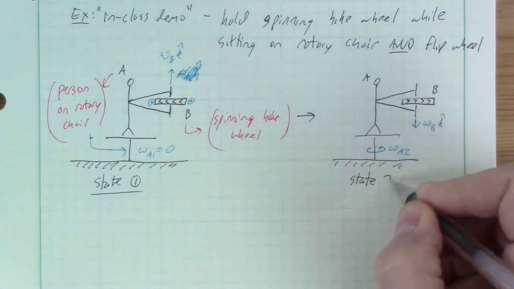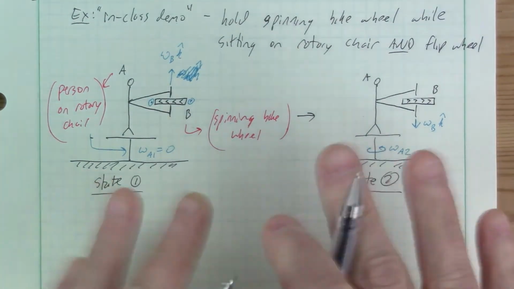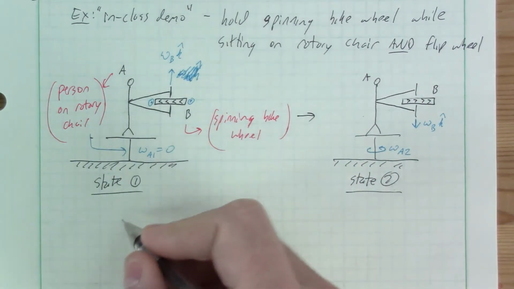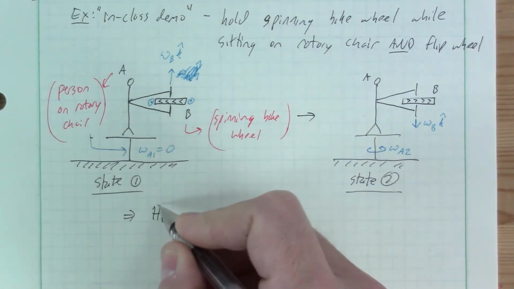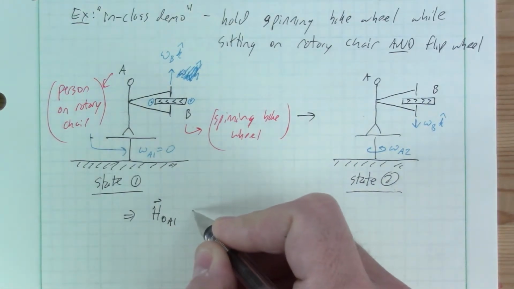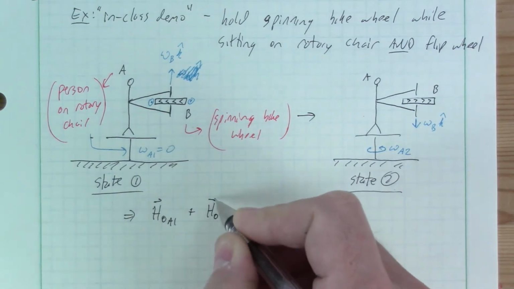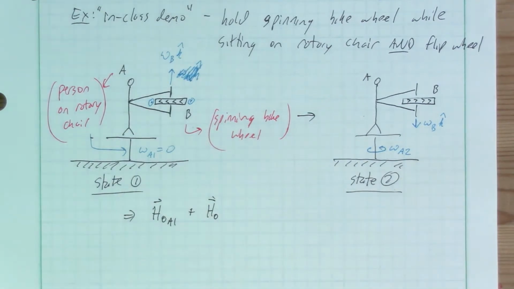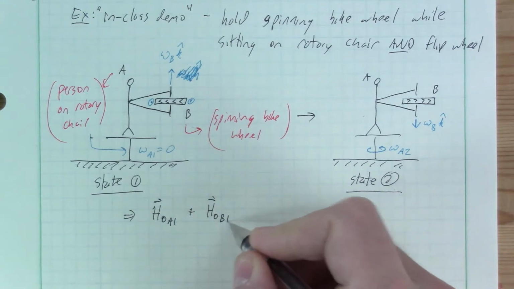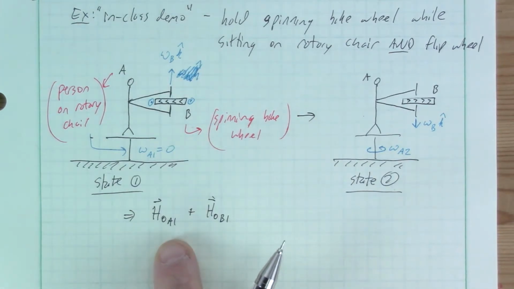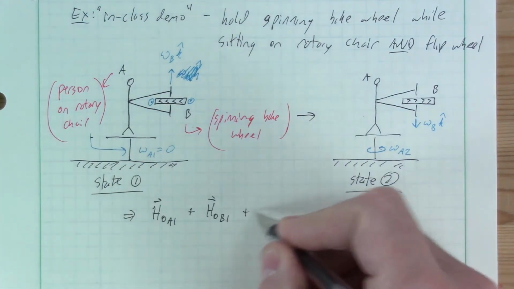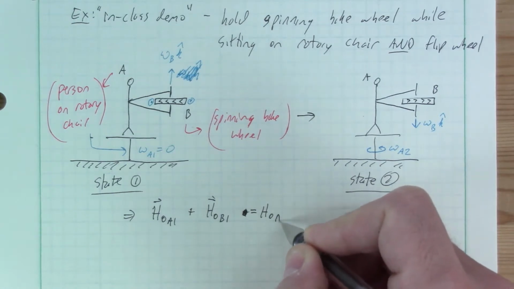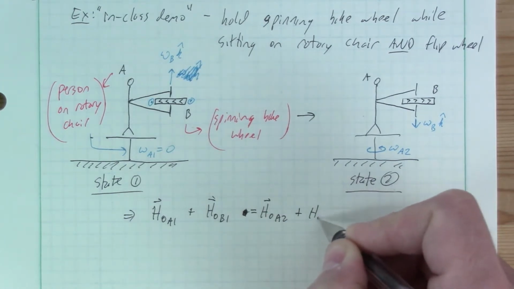Let's apply conservation of angular momentum, because we're going to ignore any friction. So this is the angular momentum for A in state 1, all coming from here, and it should be balanced by, so equals HOA2 plus HOB2.